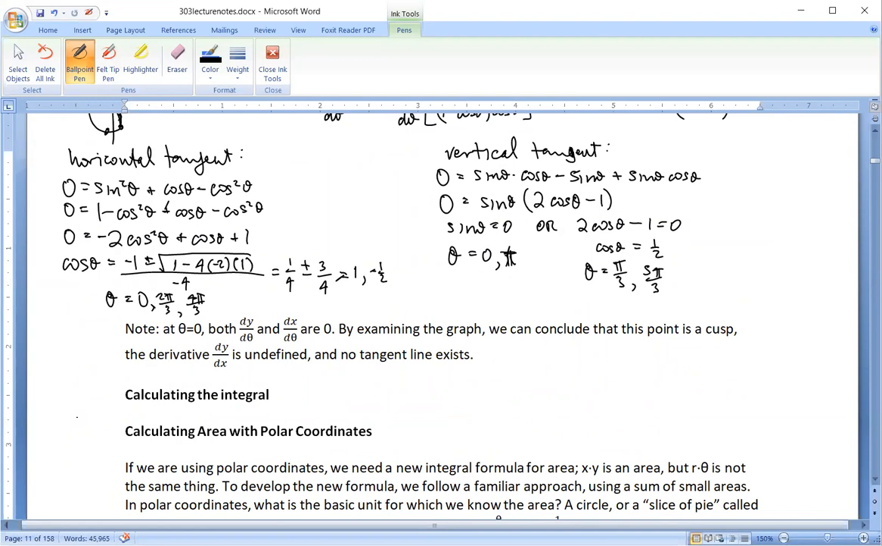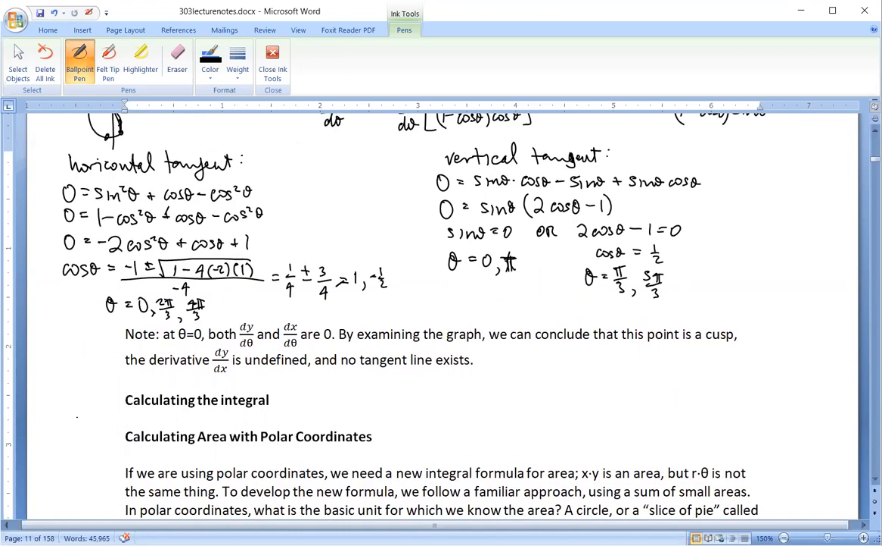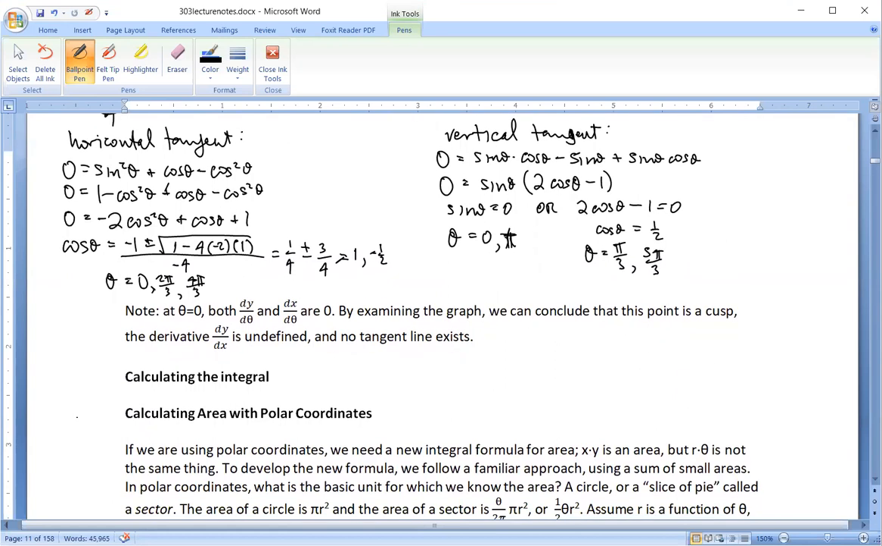So notice that x times y is an area, or you can think of this little delta x times delta y is an area. However, r times theta is not the same thing. So we need a new formula. We're going to take a familiar approach, and we're going to try to add up small areas. In polar coordinates, what's the basic unit for which we know the area? So polar coordinates define circles, or r defines a circle, but if we use r and theta together, it's going to give us a slice, and that's called a sector.